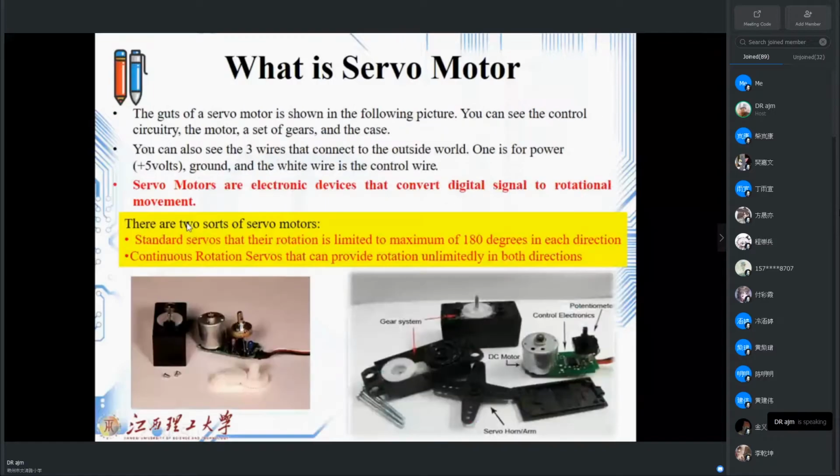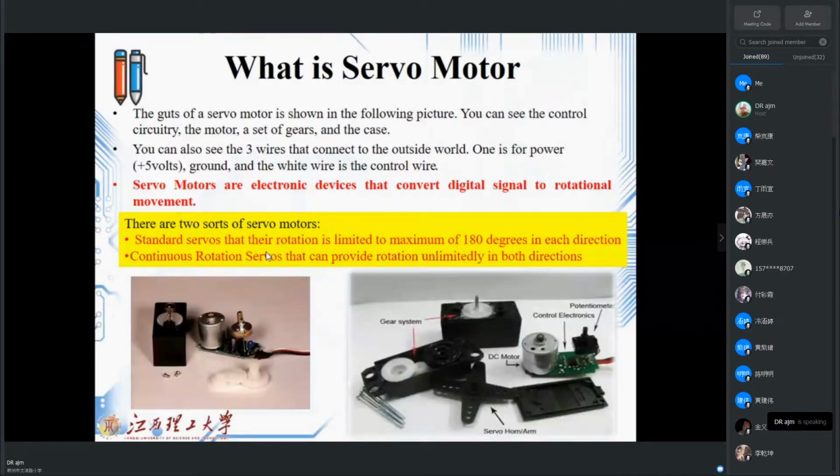Okay, then inside our servo motor, the guts of the servo motor are shown in the picture that I show you here. You can see the control circuitry, the motor, a set of gears, and the case, which are attached together. And you can see also three wires which are connected to these. One is power, one is ground, and another one is the control wire. We will have some more words regarding these three wires when I tell you how to do the programming for this.